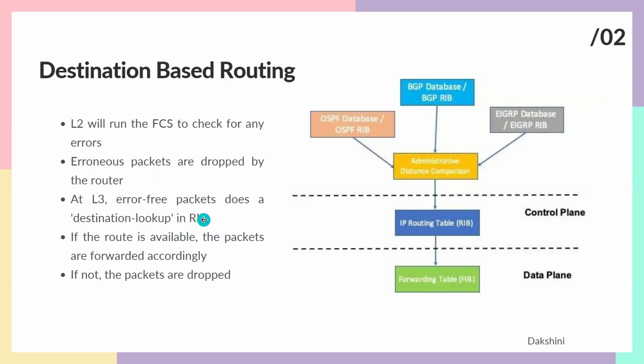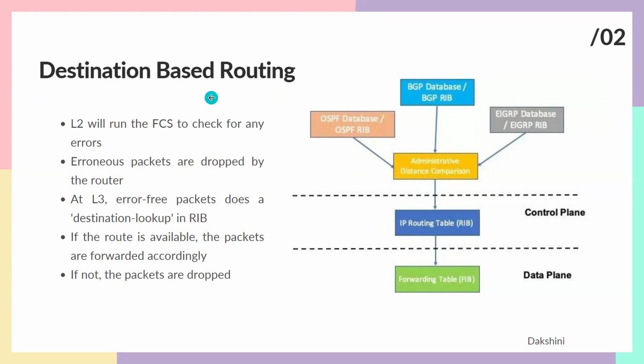The routing information base is nothing but the routing table, which is saved in the control plane of the router, okay? So if the routing information base has the particular destination fed into the routing table, then the router will forward the packet towards that destination. If the destination is not available in the RIB, it will simply drop the packet. That is called destination-based routing. So this is the default behavior of a router.